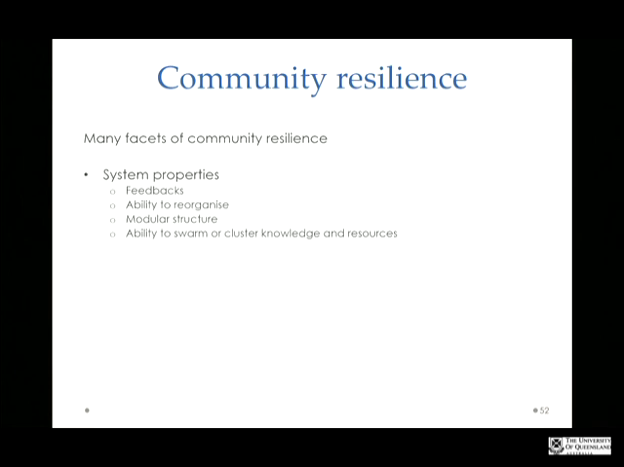So there's a lot of facets of community resilience. We had a whole lecture on this, and I'm condensing it into kind of a slide or two. But basically they came down to there are properties in the system. So we have social systems, networks and things like that that operate the same way that any other system operates.